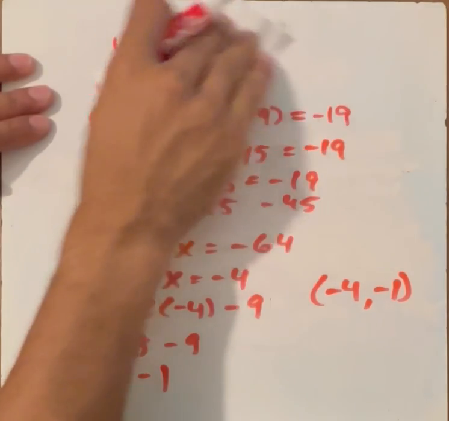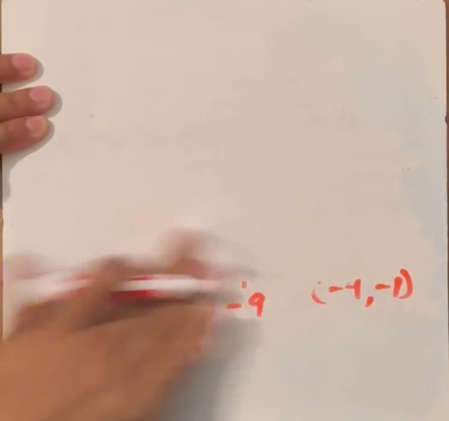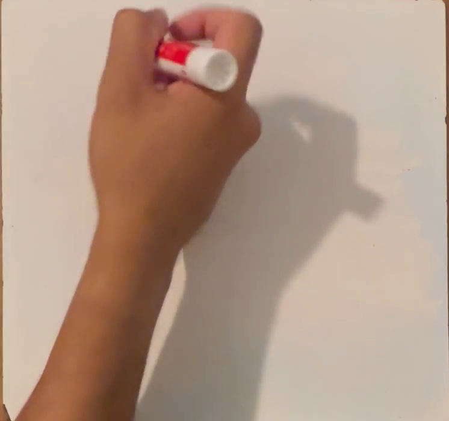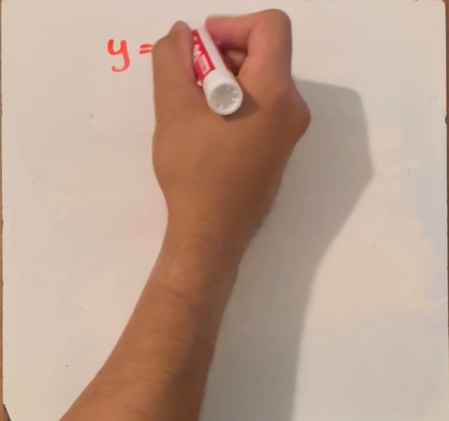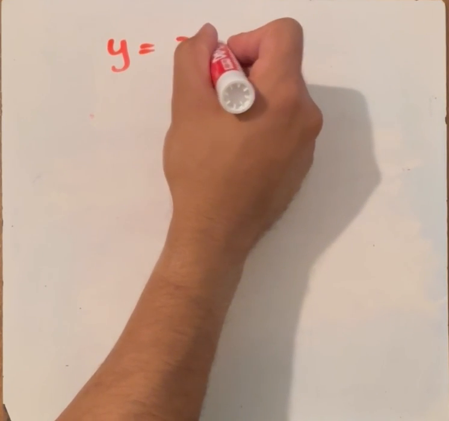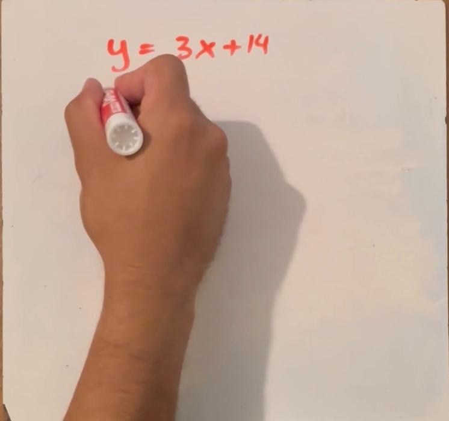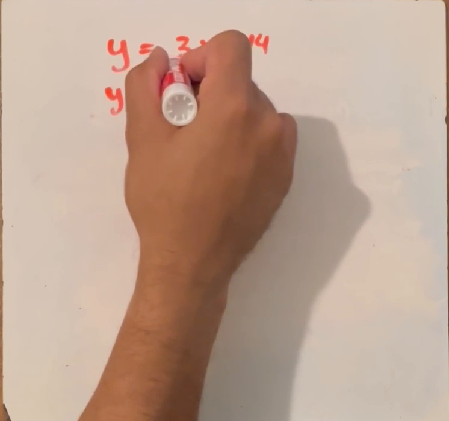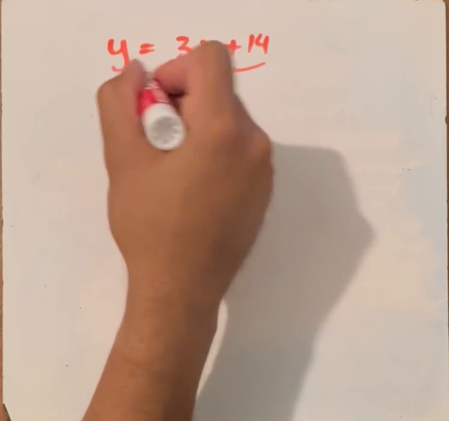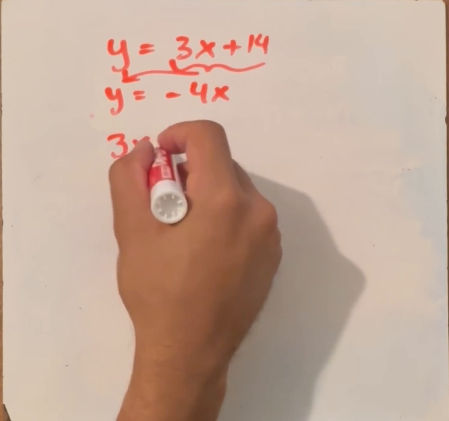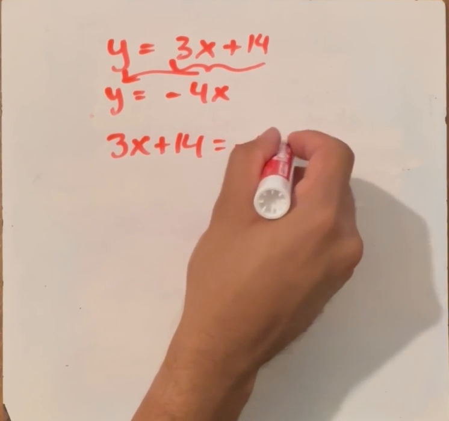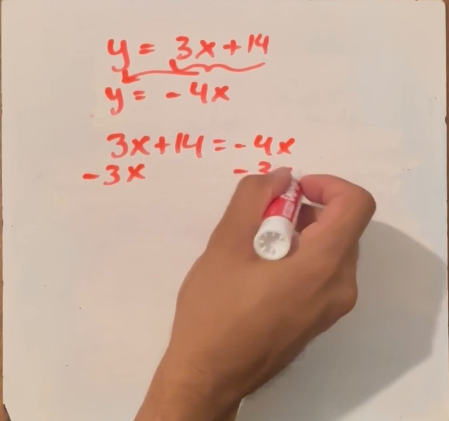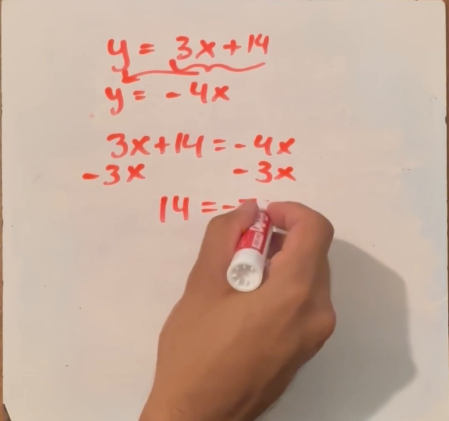Okay, let's go and take a look at a similar question. In this question, they say y equals 3x plus 14 and y equals negative 4x. Okay, so because y is equal to this, we can plug it into the y in the second equation. And we can say 3x plus 14 equals negative 4x. Okay, getting all the x's on one side, we can subtract this 3x over here. And we get 14 equals negative 7x.